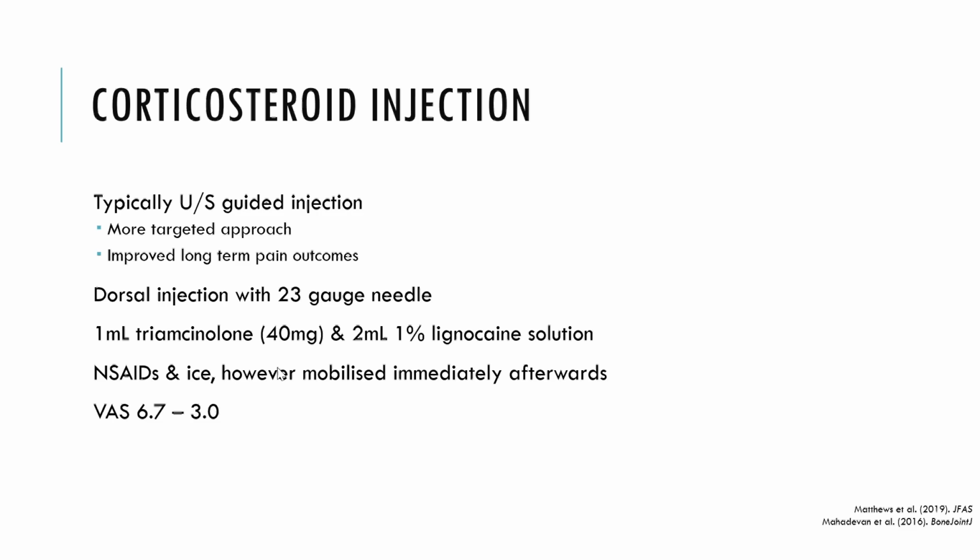Corticosteroid injections are often the first line in invasive treatment options, typically performed under ultrasound guidance to allow for a more targeted approach and improved long-term pain outcomes. A dorsal injection is performed with a 23-gauge needle using 40 milligrams or 1 ml of triamcinolone and 2 ml of 1% lignocaine solution. A VAS reduction of 6.7 to 3.0 is noted and can improve symptoms for up to 6 months. Patients can treat any residual discomfort using NSAIDs and ice, but are able to immobilize immediately after the procedure.